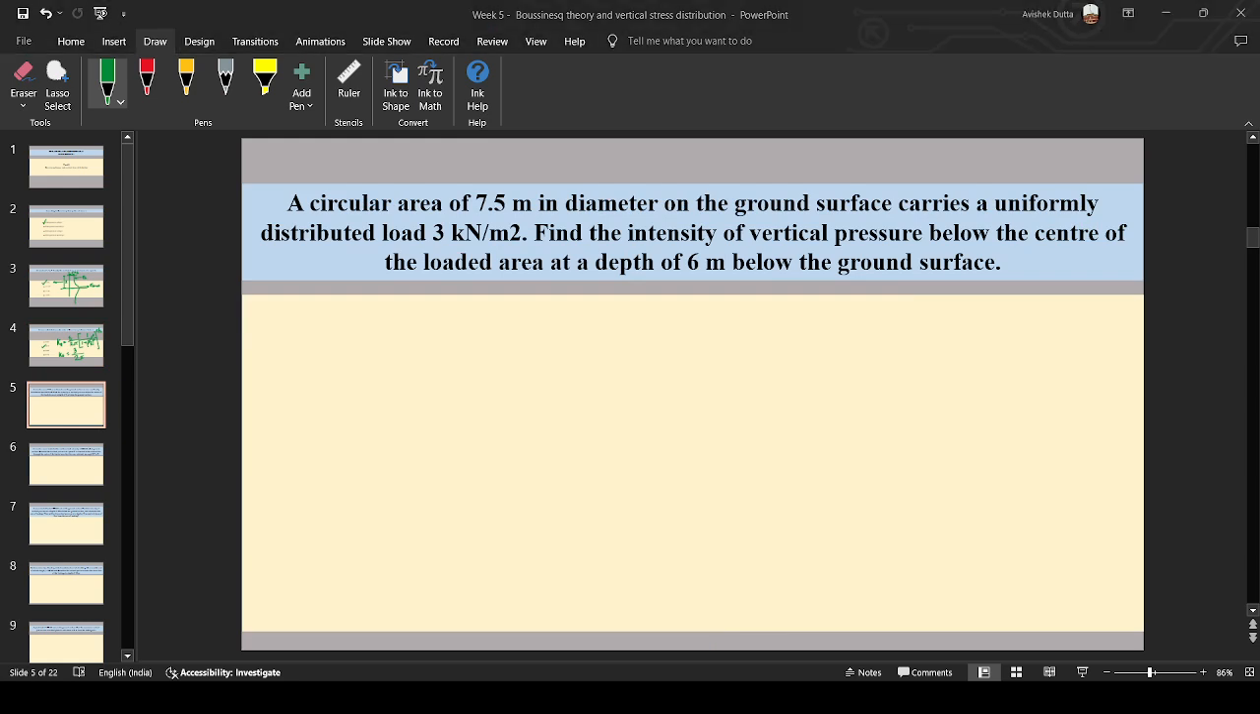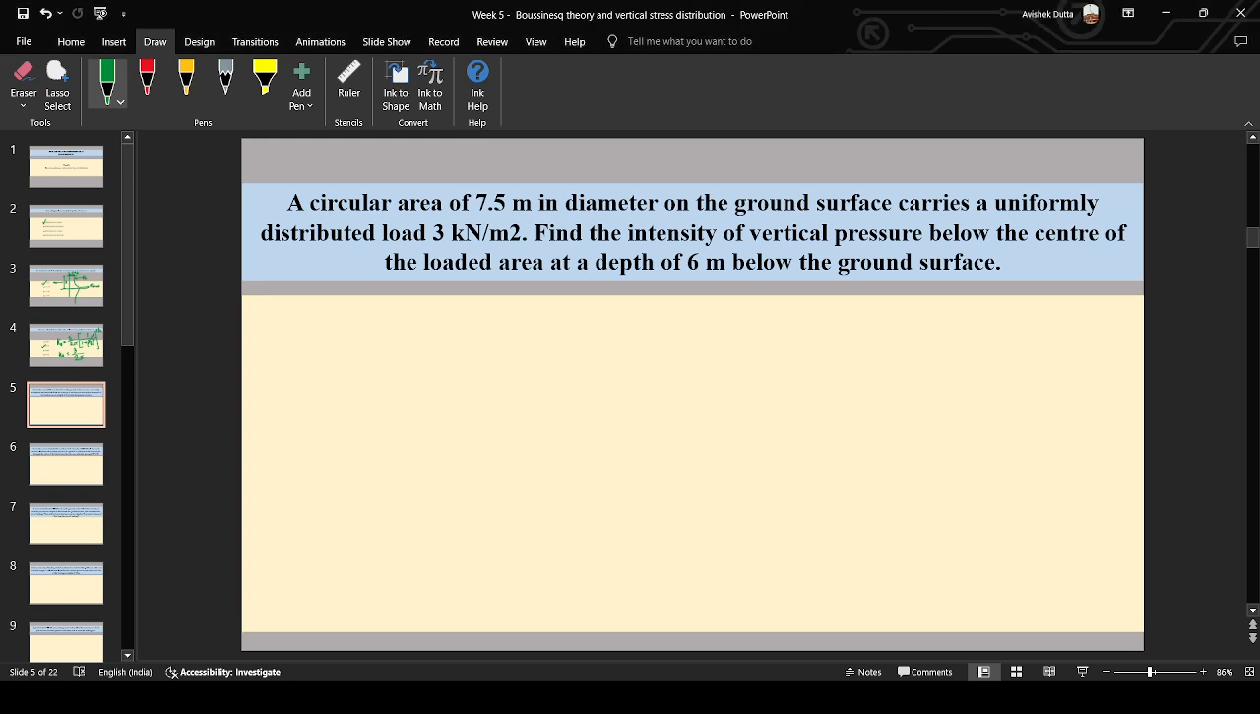A circular area of 7.5 meter in diameter. Okay, so first of all, we will draw the geometry of the loading. Suppose this is the cross section, and at a depth of 6 meter below the ground surface, this depth is 6 meter. So this is 7.5 diameter.